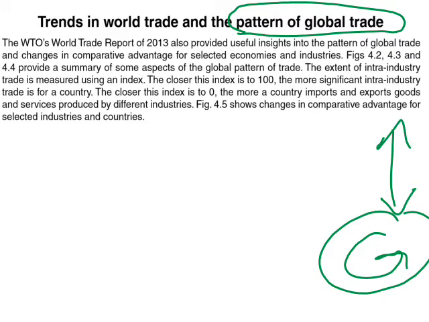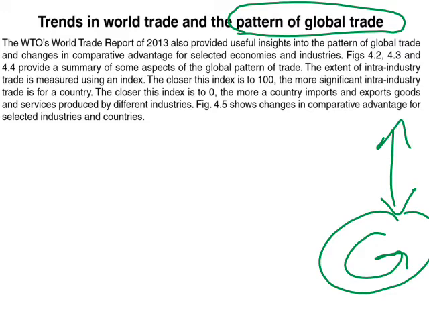Changes in comparative advantage for selected countries and industries, and a summary of some aspects of the global pattern of trade. The extent of intra-industry trade is measured using an index. The closer to 100, the more significant intra-industry trade is for a country. So what that means is trade between, say, car manufacturers and other car manufacturers, or within that supply chain. The closer the index is to 0, the more a country imports and exports goods and services produced by different industries. So if that country produces a lot of different things, then they'd be closer to 0.